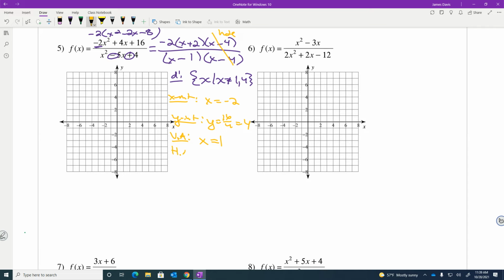Horizontal. Look at the powers. Look at the original one. Powers are the same, right? So ratio of leading coefficients. So that's going to be y equals -2 over 1. And then we did say there was a hole at x equals 4.